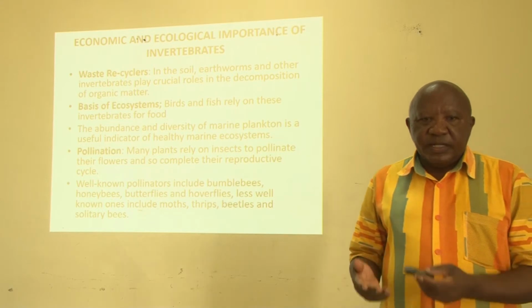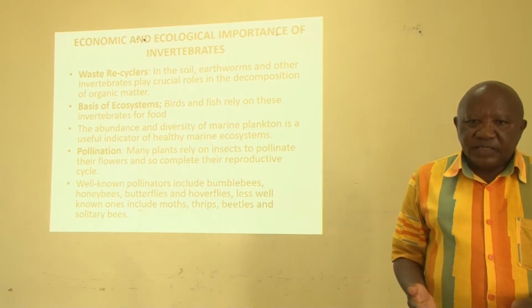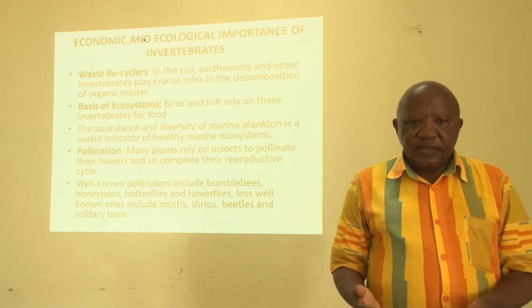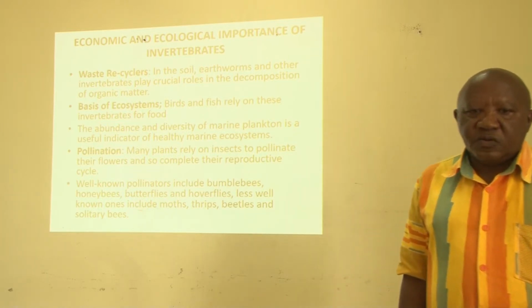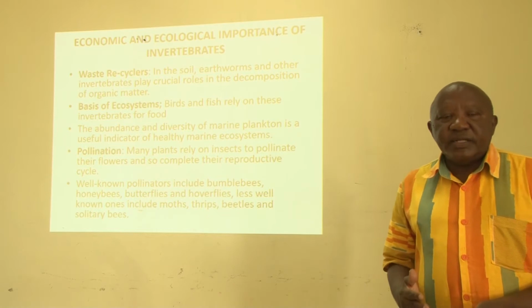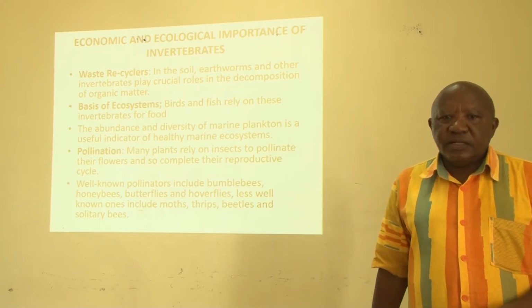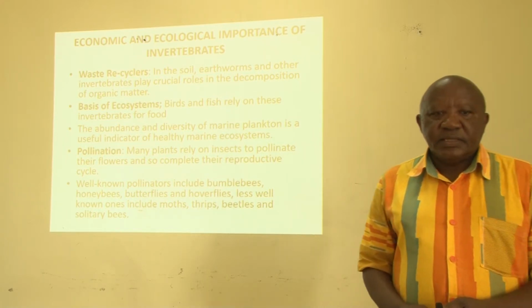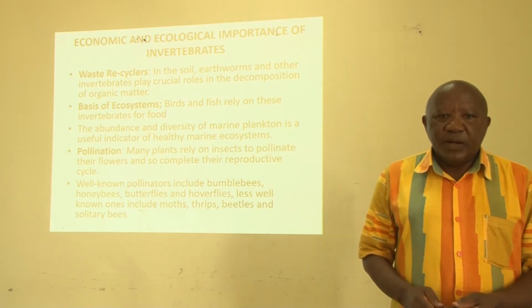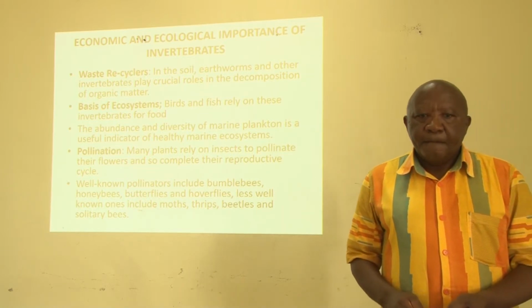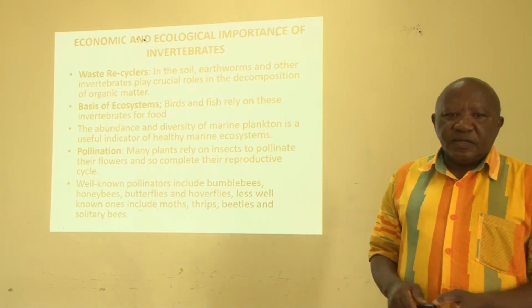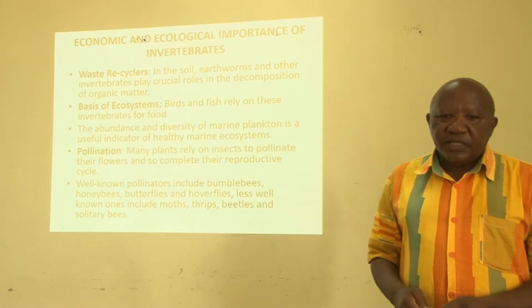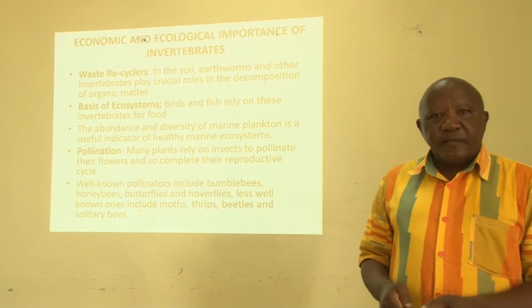Do you know about pollination? Many plants rely on insects to pollinate their flowers and so complete their reproductive cycle. Well-known pollinators include bumblebees, honeybees, butterflies, and hoverflies. Less well-known ones include moths, thrips, beetles, and solitary bees.